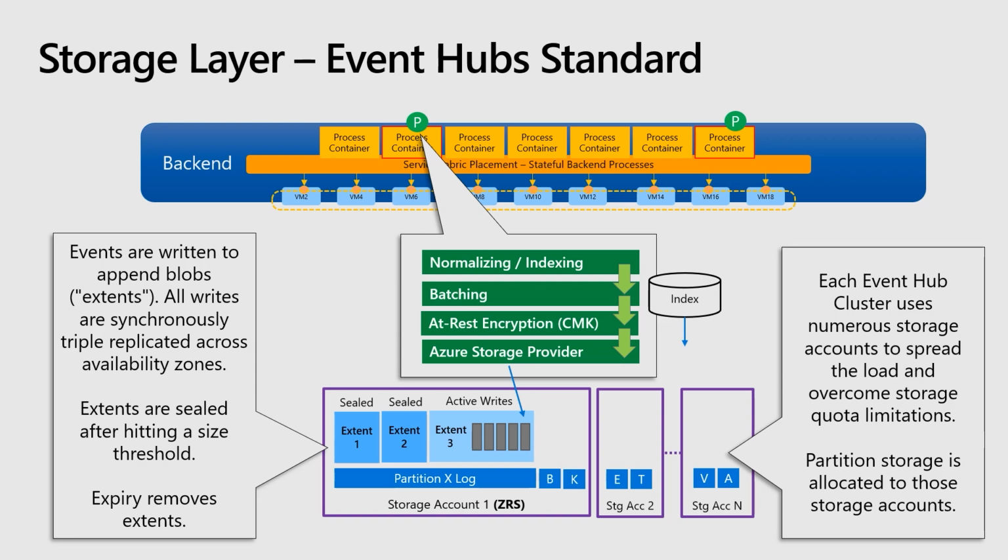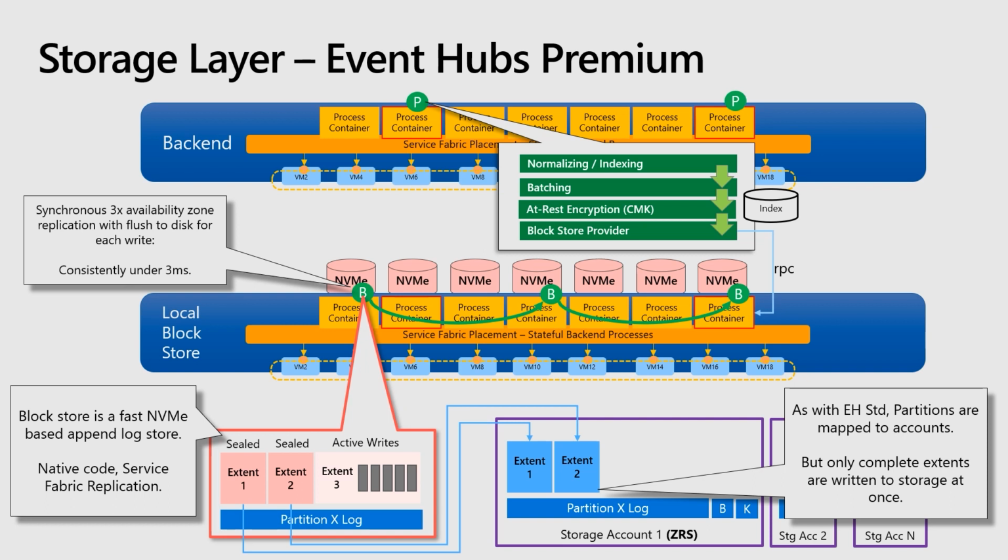Storage layer for Event Hubs Premium. Picture is a little bit more complicated. What we did here is we have this basic storage model still exists down here, but we put a layer in the middle between it. There is now an extra Service Fabric application called the local block store or elastic block store. This store from the back end is also the same, but it has a different block store provider. It doesn't talk to storage, so we swapped that out.